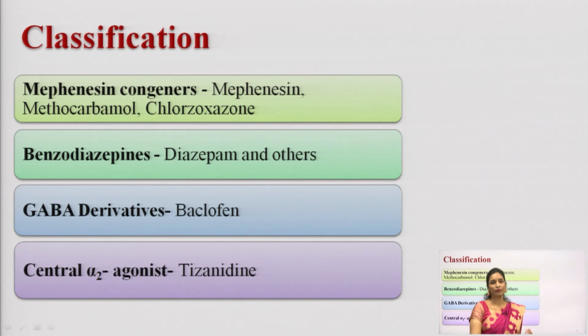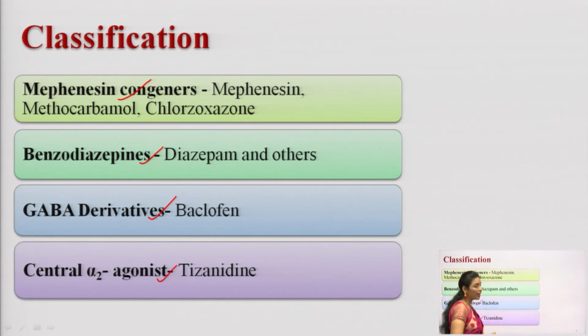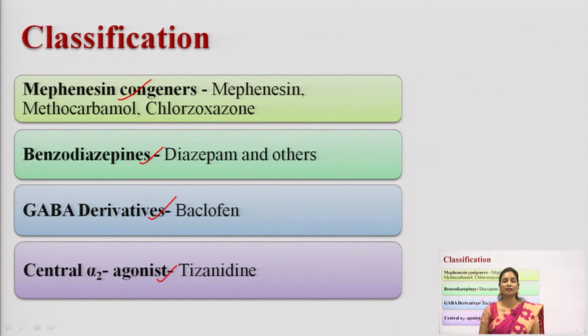So, what is the classification here? What are the drugs you can study here? One is Mephenesin congeners, second is benzodiazepines, third is GABA derivatives, and fourth is central alpha 2 agonist drugs. These are the four categories of drugs in the centrally acting muscle relaxants. These are the drugs which relax the muscle tone. First one is Mephenesin, Metaxalone, chlorzoxazone. These come under Mephenesin congeners, okay.